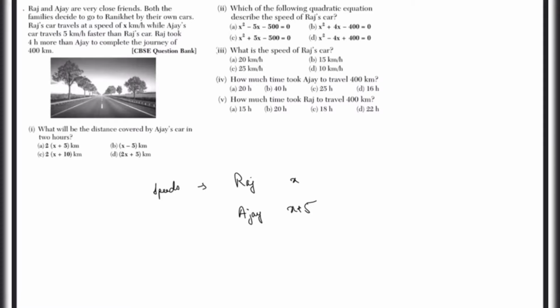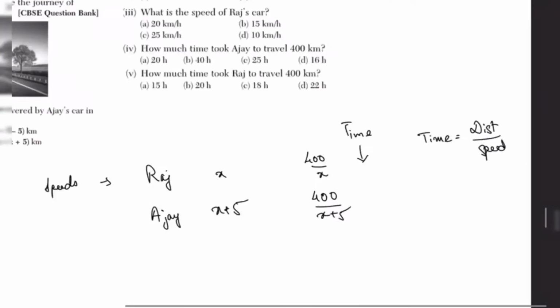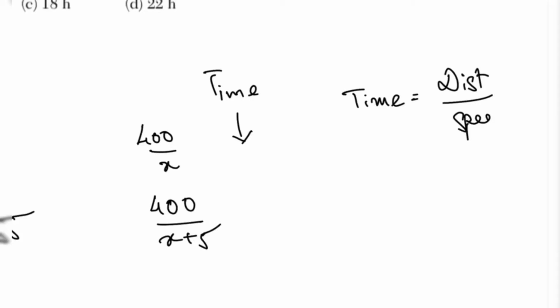Okay. So, to cover a distance of 400 kilometers, Raj will take a time of 400 by x. This way we are giving time. And Ajay will take time 400 by x plus 5. Why? Because time equals distance by speed. This everyone knows.